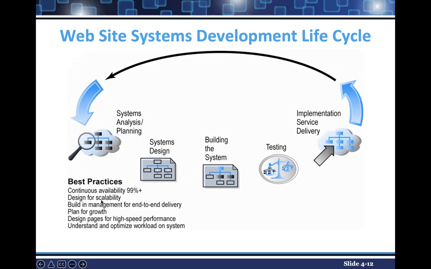For the best practices that we should do for the system development life cycle, the first one is continuous availability, 99% plus. Everything must be done continuously. You cannot say that this month I do system analysis and planning, next year I'll do the design. It's too late because it must be a continuous process.